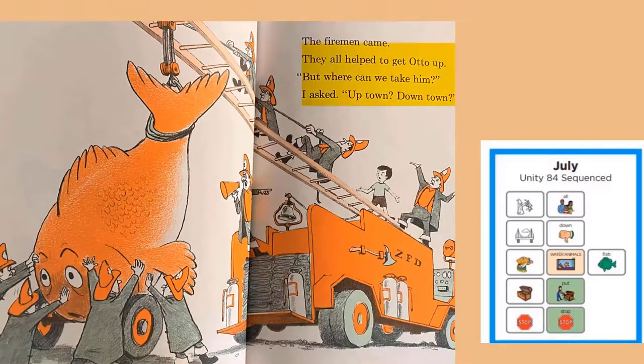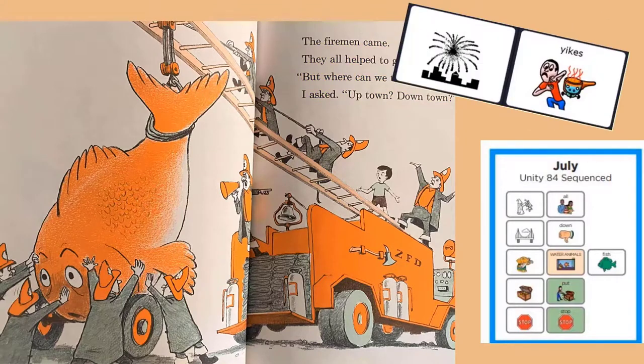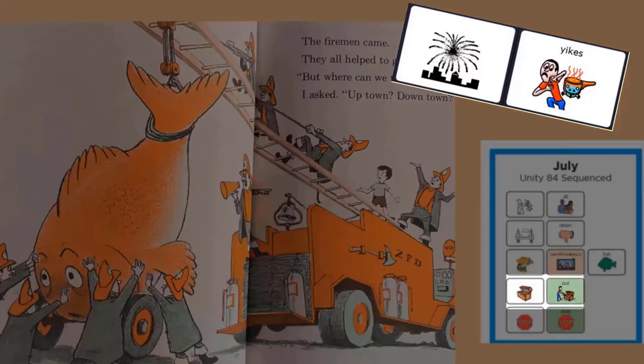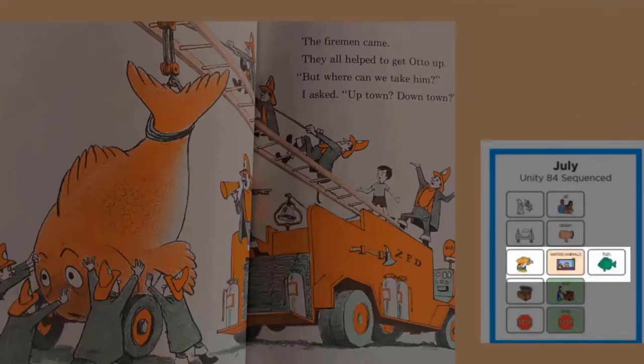The firemen came. They all helped to get Otto up. But where can we take him? I asked. Uptown? Downtown? Yikes! Where are they going to put that fish next?